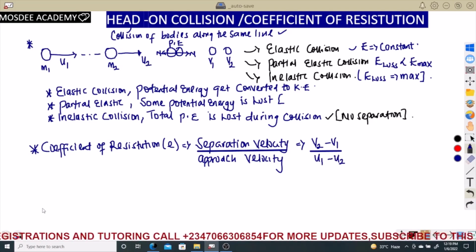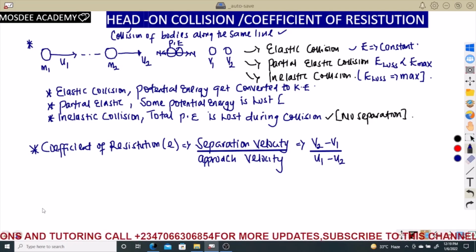Some people will say relative velocity of separation divided by relative velocity of approach. We are saying the same thing. So any definition you give to your coefficient of restitution is always the final velocity of the second body minus the final velocity of the first body, over the initial velocity of the first body minus the initial velocity of the second body. I hope you understand the language in which I'm talking, which is the physics language I'm using. So I believe you guys understand that.